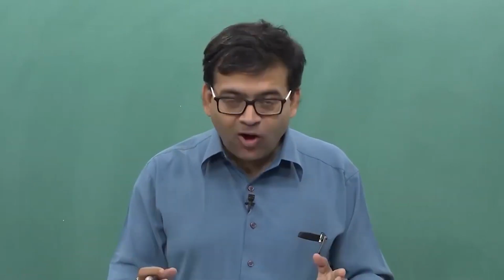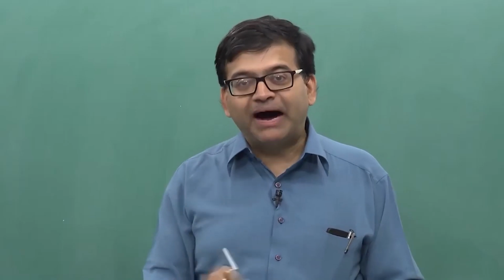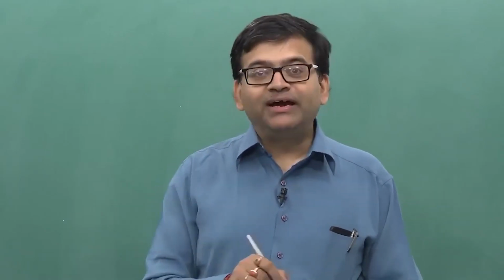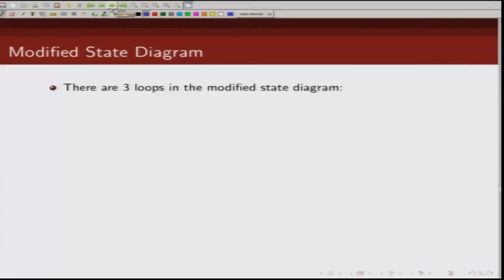Okay. Now, the next step is we need to find out what are the forward paths, what are the loops, what are the non-touching loops, and then we need to find out the path gains along those forward paths. We need to find out deltas corresponding to these forward paths, and then we need to apply Mason's gain formula to get the weight enumerating function. So, first we find out what are the loops. So, there are 3 loops in this.